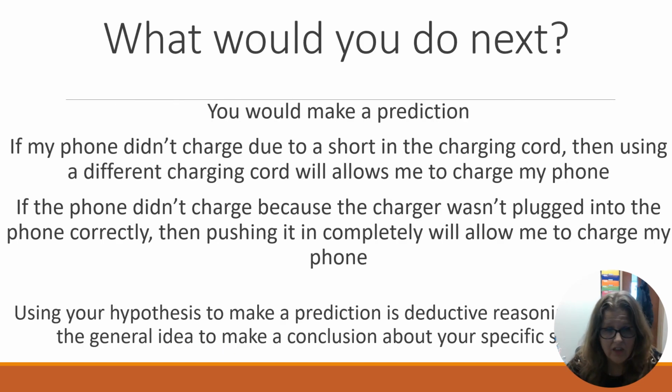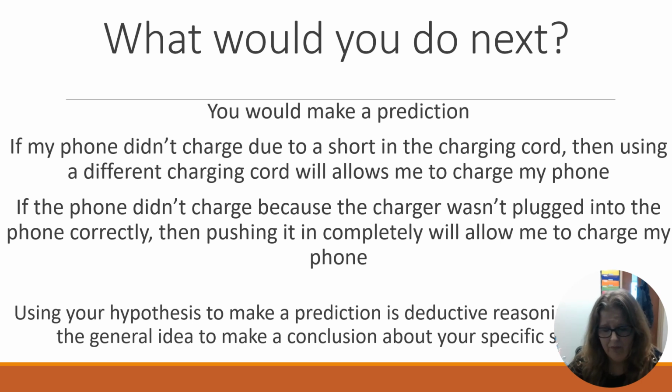You'd make a prediction. If my phone didn't charge due to a short in the charging cord, then using a different charging cord would allow me to charge my phone. The first part, your hypothesis, is that it must be something wrong with the charging cord. A prediction gets a little bit specific. A hypothesis is a little more generalized. Predictions tend to be more specific.